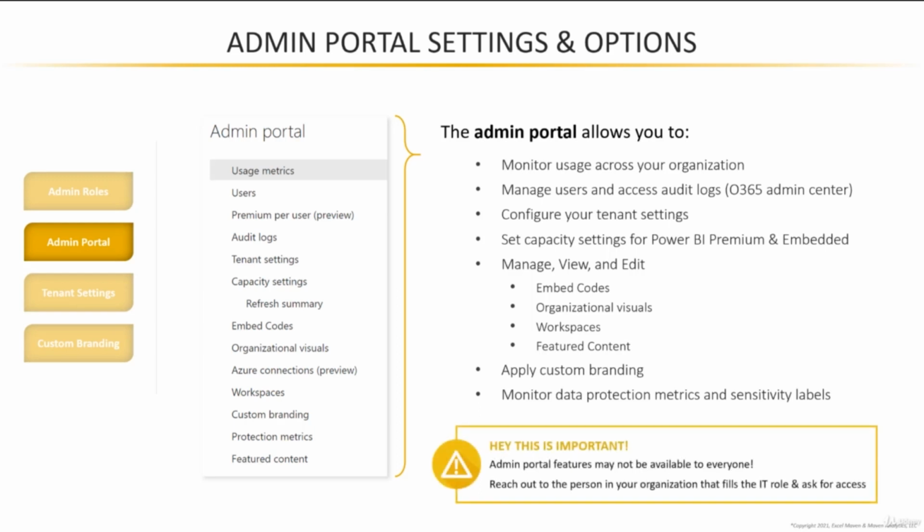So one thing to really keep in mind here with all of this is that the admin portal features may not be available to you. Once we hop into Power BI and we navigate to this menu, if you're not seeing all of these options, it's probably because you're not a Power BI Service admin. So the best thing to do is to reach out to the person in your organization that fills that role, that can assign you access, and either ask for access or ask for certain features to be enabled. All right, so with that, let's hop over into Power BI Service.